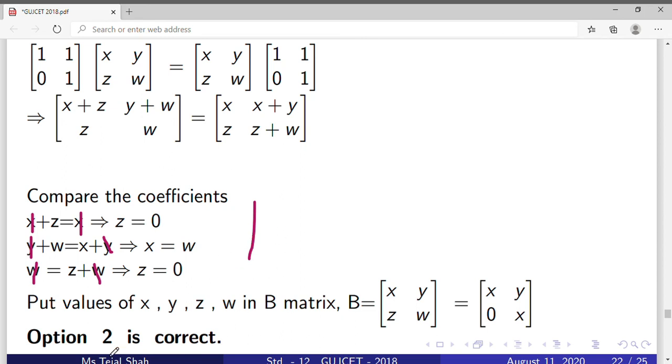Okay. So now put the values of X, Y, Z, W in the B matrix. So now the B matrix becomes X as it is, Y also as it is, Z equal to 0 from this. And what is the value of W? W equal to X. So now the B matrix is nothing but [X, Y; 0, X]. So option 2 is the correct option.